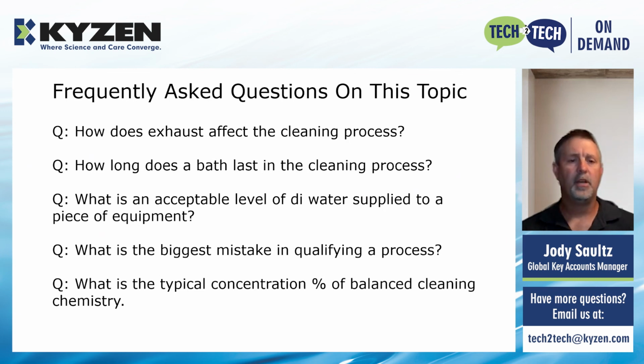And then, of course, last question: what is the typical concentration percentage of a balanced cleaning chemistry? Typically, I would say that you're going to be between 10 and 15%.